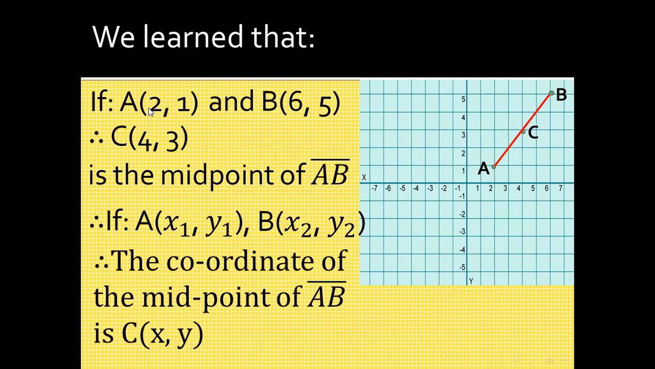We notice that the first coordinate, the x coordinate, is 2 plus 6 divided by 2: 2 plus 6 equals 8, divided by 2 equals 4. And the second coordinate is 1 plus 5 divided by 2: 1 plus 5 equals 6, divided by 2 equals 3. So in general, x equals the x coordinate of the first point plus the x coordinate of the second point divided by 2, and the y coordinate of the midpoint equals the y coordinate of the first point plus the y coordinate of the second point divided by 2.